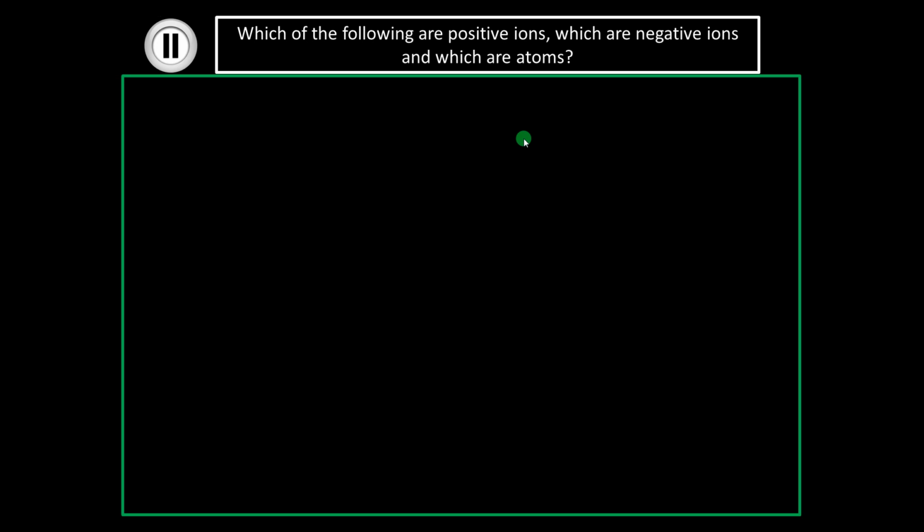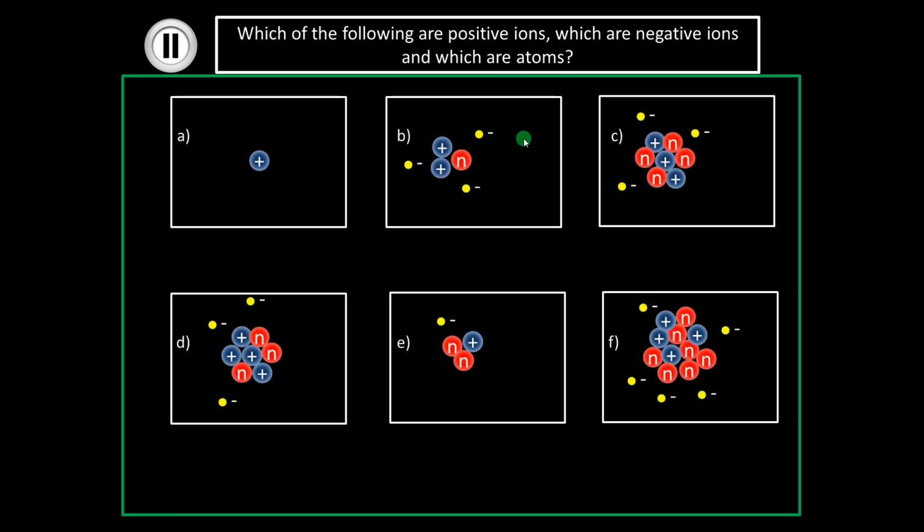Okay, so let's check you're happy with that. 6 more diagrams, and this time you need to say, is it a positive ion, is it a negative ion, or is it an atom? So it's summarising the last few slides. Pause the video while you do that, and answers in a second.